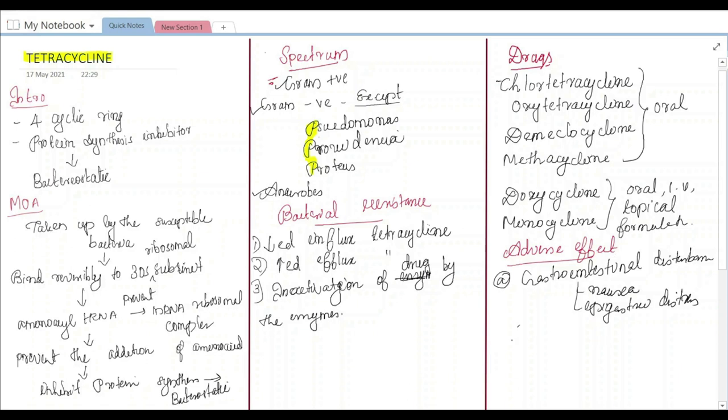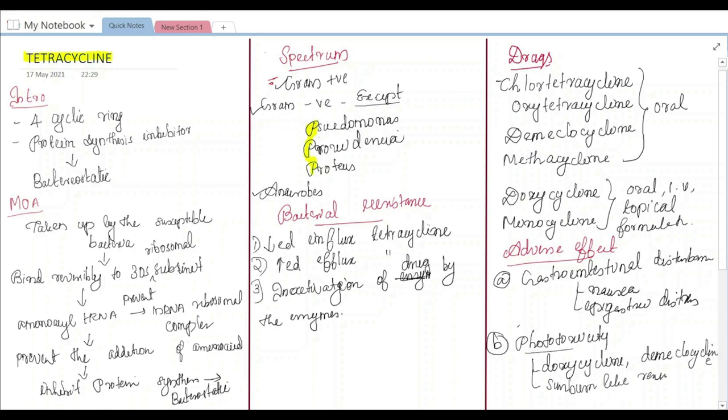The first one is gastric disturbance, and the second side effect is phototoxicity. It is seen with doxycycline as well as demeclocycline. What will be the effect? It produces a sunburn-like reaction in the skin on exposure to sunlight, as well as pigmentation of the nails.